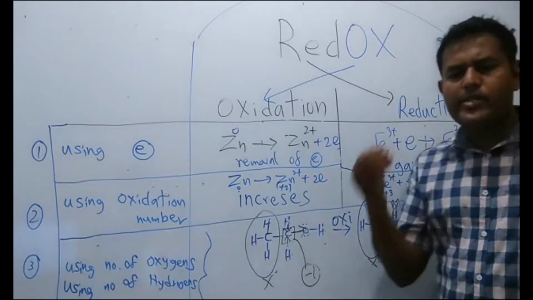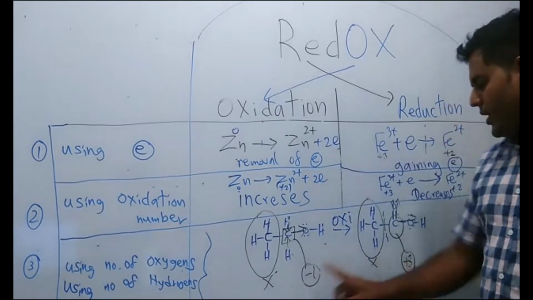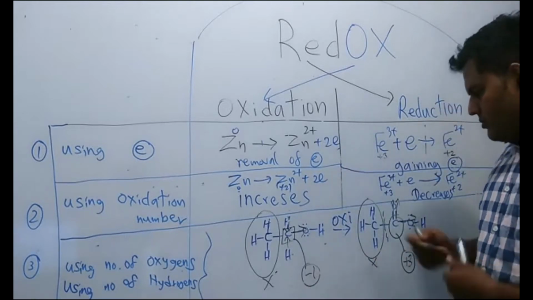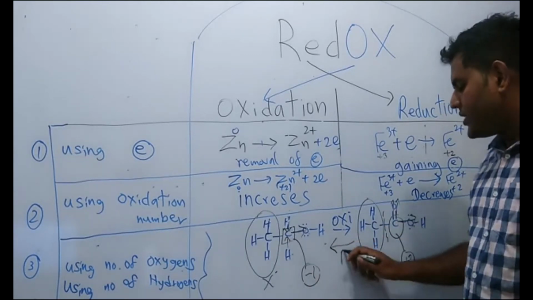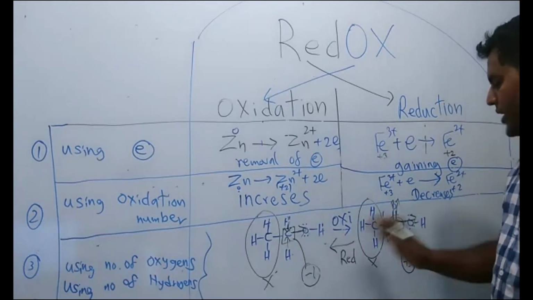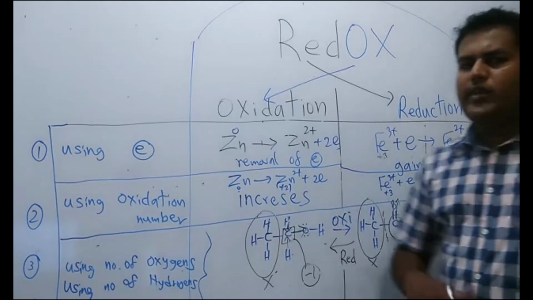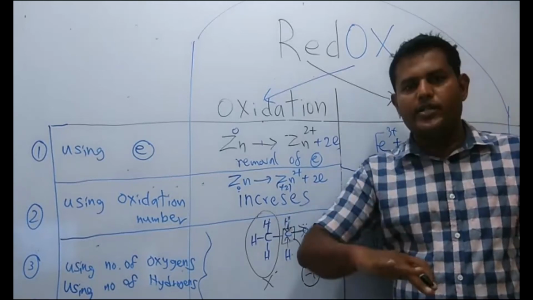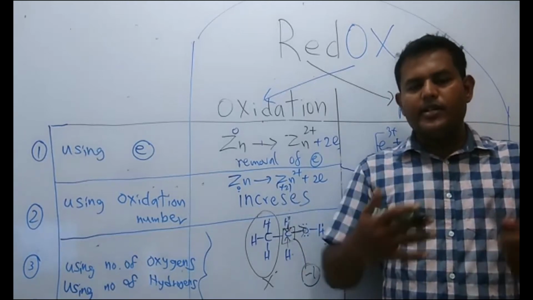How am I saying the forward reaction is oxidation? Because the oxidation number has increased, from -1 to +3. So the backward reaction is reduction, if this species is converted into this. In the reduction, the number of oxygens decreases and the number of hydrogens increases. Always hydrogens are removed to attach oxygen. Always oxygens are removed to attach hydrogen. It's happening in opposite ways.